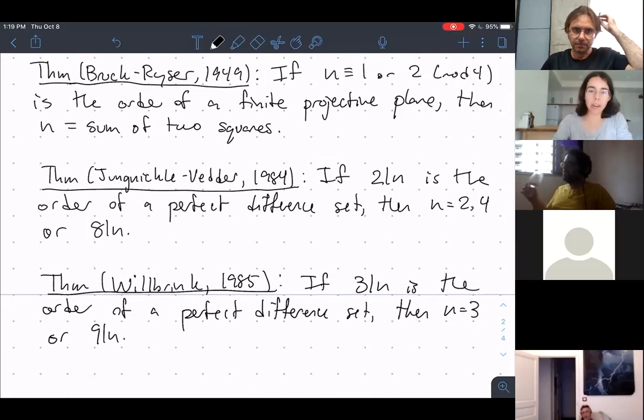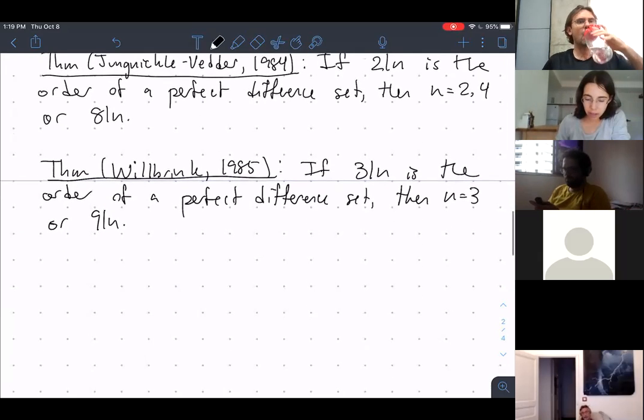So this is actually it for results in the theory of perfect difference sets that remove a positive density of orders of perfect difference sets. And note that these all taken together don't tell you that the density of possible orders of perfect difference sets in the integers is 0. So the result I'll be telling you about today is that yes, the density of orders of perfect difference sets in the integers is 0, and it actually has the order predicted by the prime power conjecture.